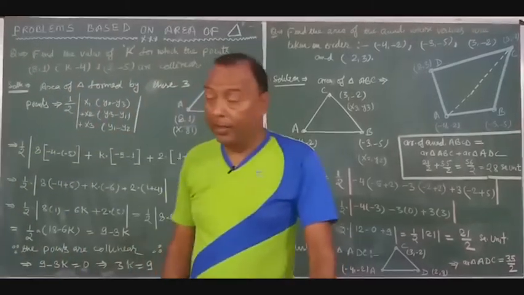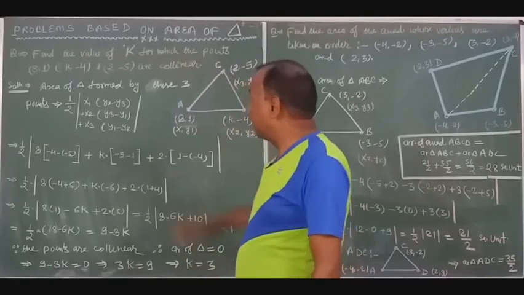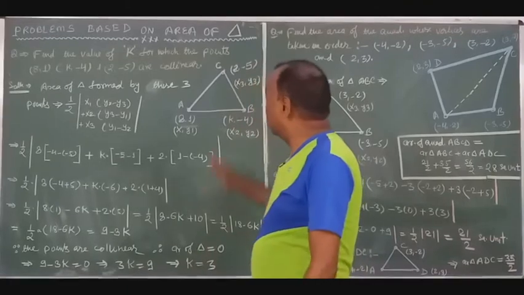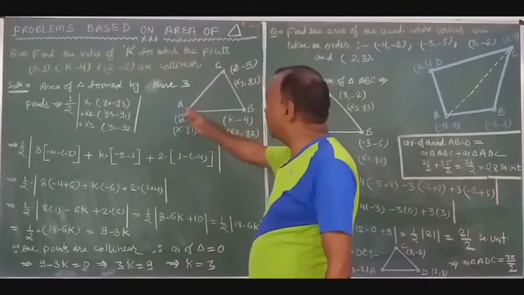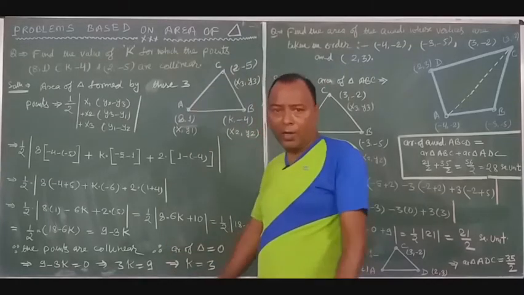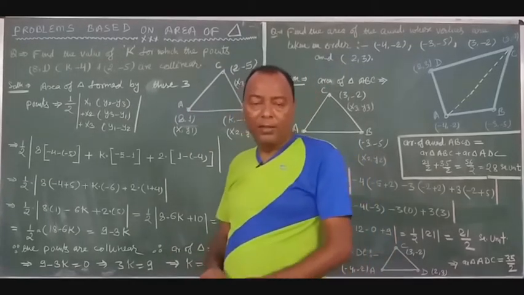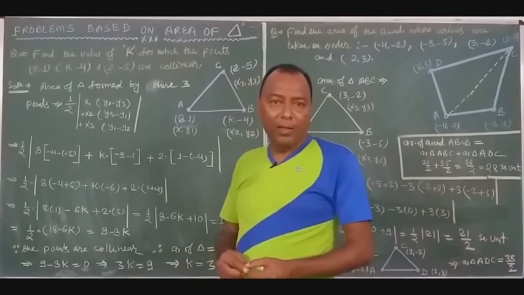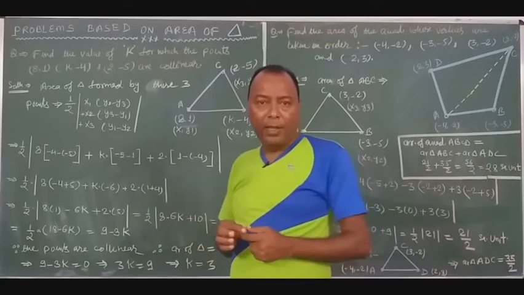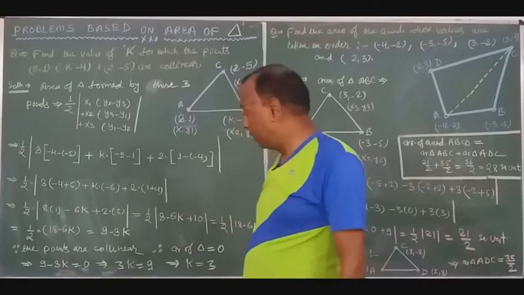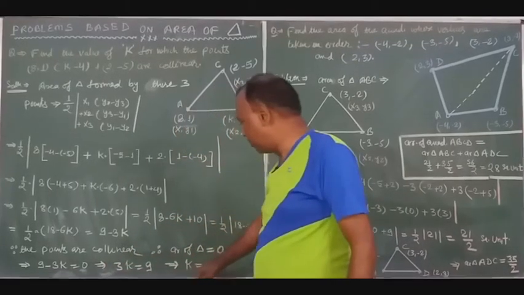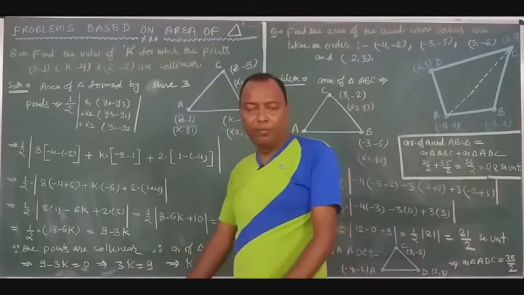9 minus 3k. Now what is given? The points are collinear. It means that these 3 points are in a straight line. It means there is no triangle. If there is no triangle, then the area of the triangle will be 0. For collinear points, the area of the triangle should be 0. It means 9 minus 3k is equal to 0. So you will get the value of k is equal to 3.